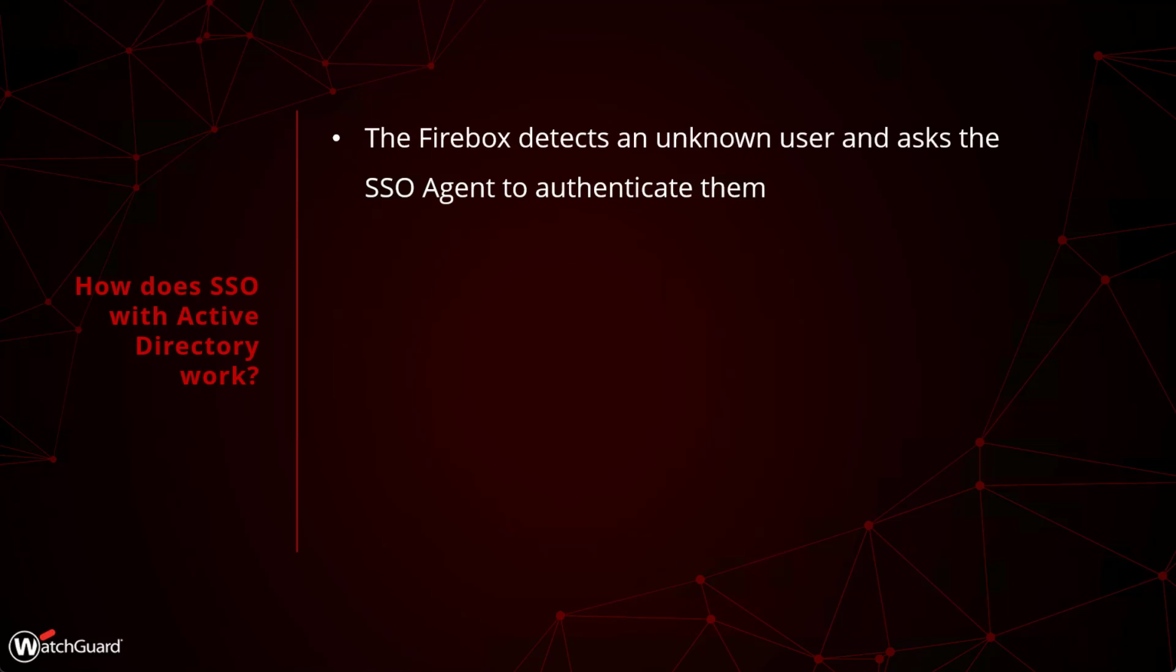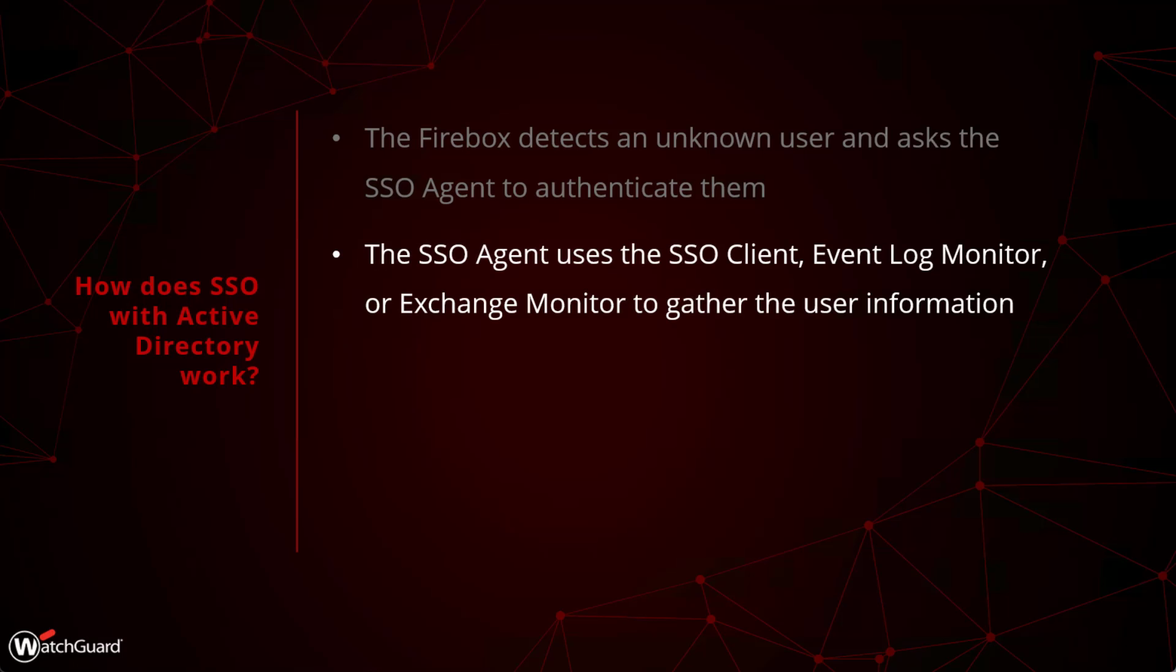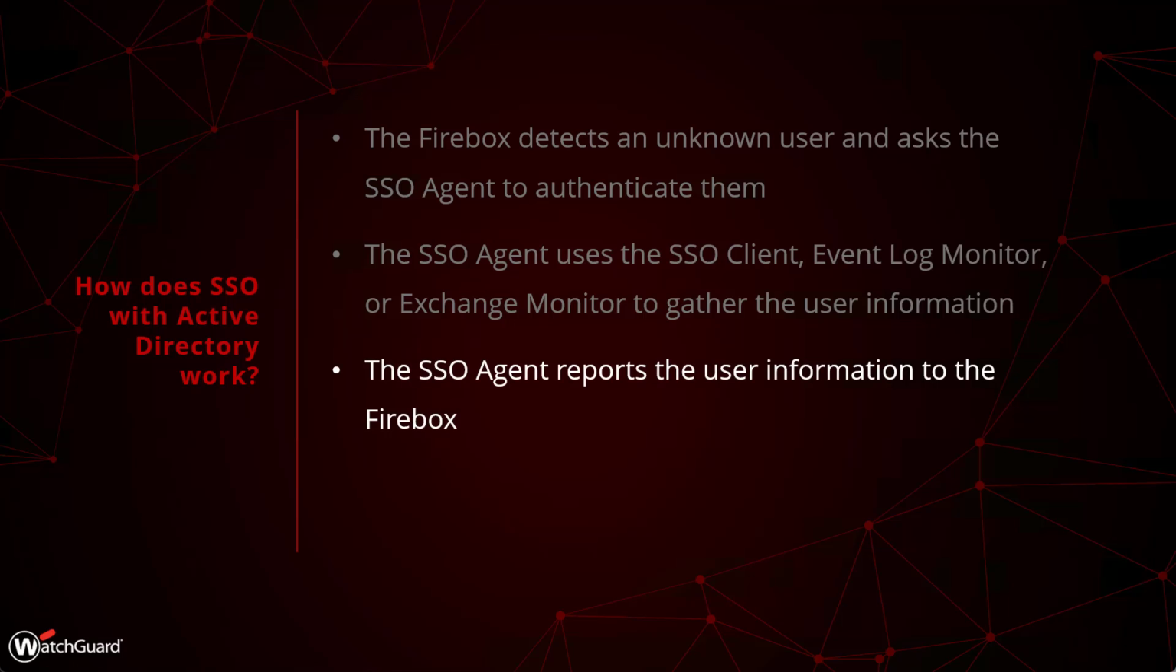How does Active Directory work with our SSO components? Well, you would install a particular piece of software known as the SSO agent, kind of the central point for everything. And when the Firebox detects an unknown user, so an IP address that has no username associated with it, it will reach out to the SSO agent and ask it to figure out who is logged in on that computer. The agent can then reach out to one of the other SSO components, such as the client, the event log monitor, or the exchange monitor.